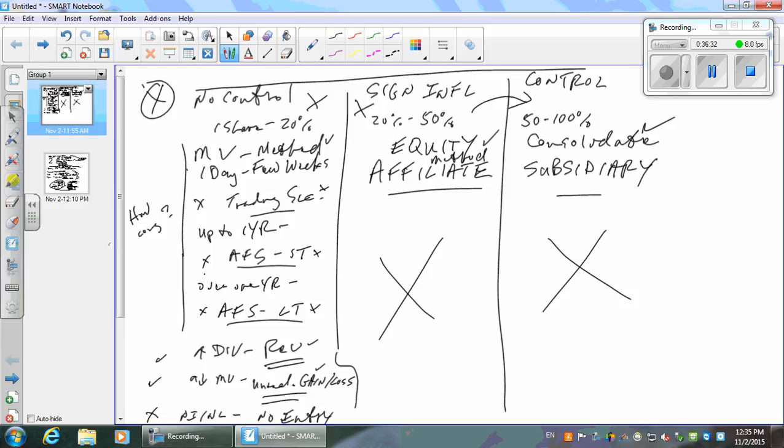Anything more than 50%, right? Oh, there's one other thing. We have to record the minority interest, because we don't own all the stock, right? We own less. And we'll just have the parent and one subsidiary for our example.